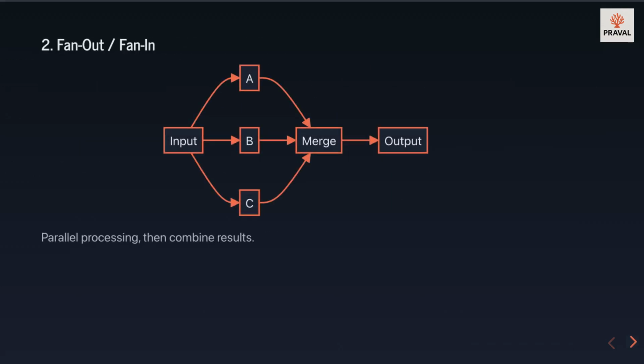Pattern 2 is fan-out, fan-in. One input triggers multiple agents in parallel. They all do their work simultaneously, then results merge back together. This is great when you need different perspectives or analyses on the same input.